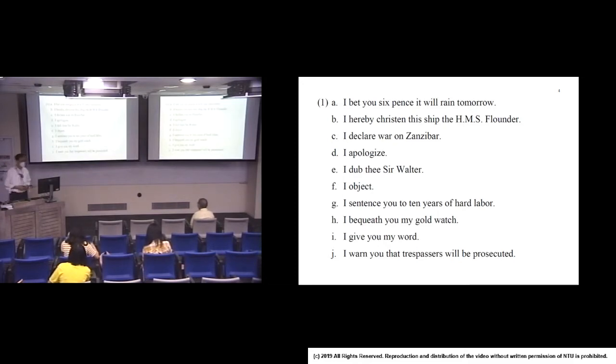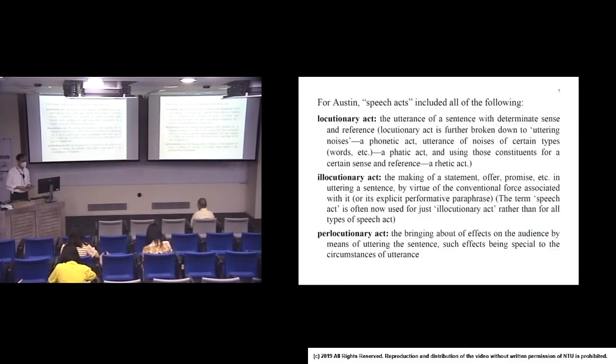Or I warn you that trespassers will be prosecuted. You are warning the person when you say that. So these are all what he called performative verbs, because by saying the sentence in this particular way, it has to be in this particular way, and it has to be by the right person at the right time in the right situation. We'll talk more about that in a second. Then you actually do the action. So you're performing something.